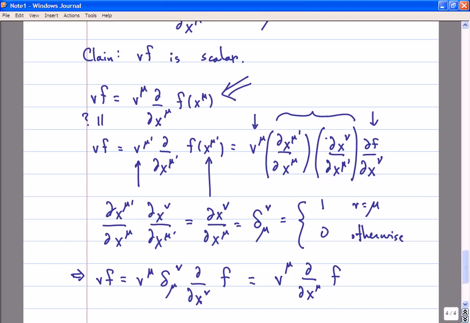So in that last step, I of course used the fact that δ^ν_μ is equal to 0 unless ν is equal to μ. So that V^μ δ^ν_μ ∂/∂x^ν is V^μ ∂/∂x^μ. So what that means is that Vf is indeed a scalar. Namely, it doesn't pick up any uncomfortable Jacobian factors under this change of coordinates. And so V can be regarded as a differential operator that acts on scalars.